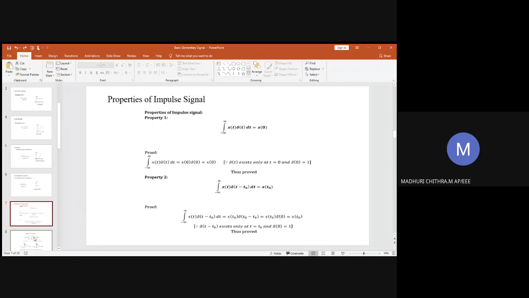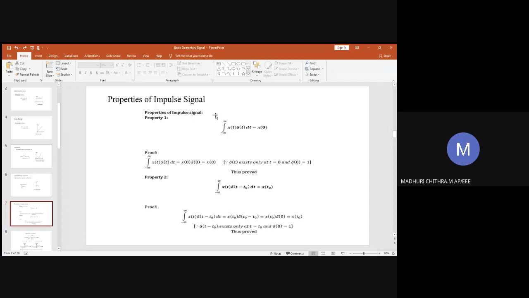Properties of impulse signals. I have chosen this property because you should know it. This property is important when doing Fourier transforms. In Fourier transforms, those small two marks come from this property. By using this property we have to solve the problems. By learning this property in the first lesson itself, it is easy to learn the things after that. Okay, so the properties of impulse signals.